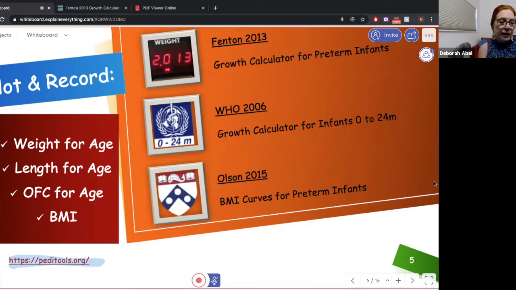You will be able to obtain data like weight for age, length for age, OFC for age, weight for length, and BMI, their percentiles, and their Z-scores, which are going to be very, very important. You want to identify or record whether it's a positive or a negative Z-score. Using the normative data will help you to assess the infant's growth velocity and the nutritional intake.